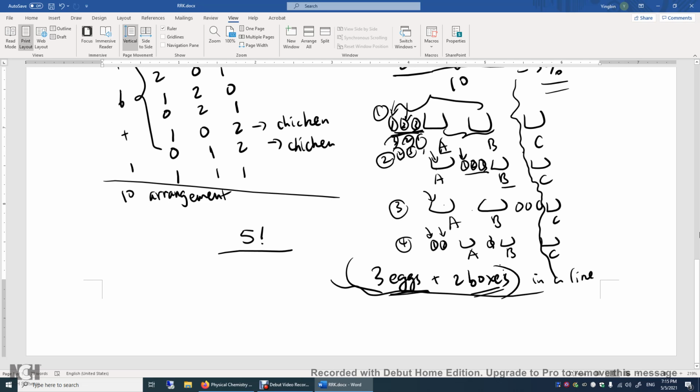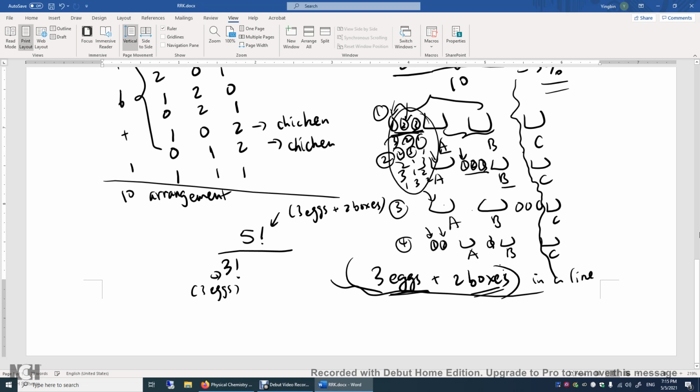And then now let's switch gears. Let's say the 3 eggs are indistinguishable now. If you have 1, 2, 3, 3, 2, 1, 2, 3, 1, 2, 1, 3, and then 3, 1, 2, and 1, 3, 2, all 6 permutations correspond to the same so-called microstate or the same arrangement. And then we realize that we need to divide this factorial by 3 factorial. All right, so this is the permutation of 3 eggs plus 2 boxes. This is the permutation of 3 eggs.